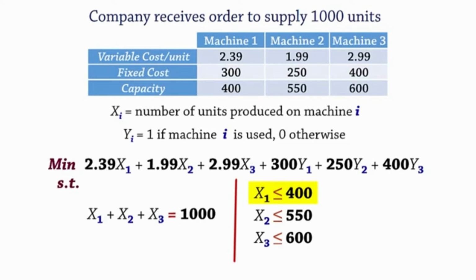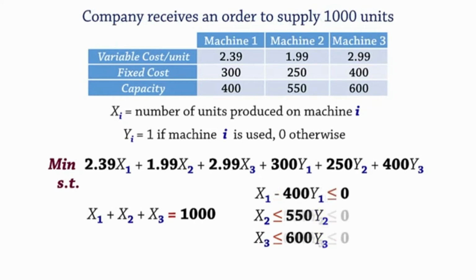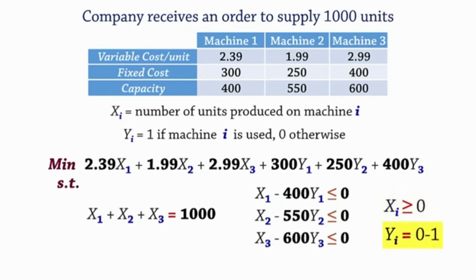So whenever we have fixed costs associated with minimum requirements or maximum capacities, we usually multiply the capacity by the corresponding binary variable. So the correct format is x1 less than or equal to 400y1. That is, when y1 equals 1, we can produce up to 400 on machine 1, and when y1 equals 0, 0 units should be produced. We do the same for machine 2 and machine 3. We can then move the variables to the left side of the constraints and state that the xi should be non-negative and the yi is binary.